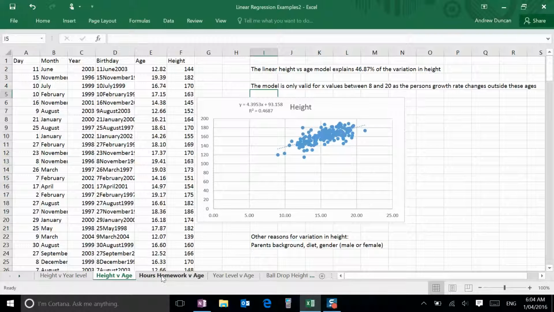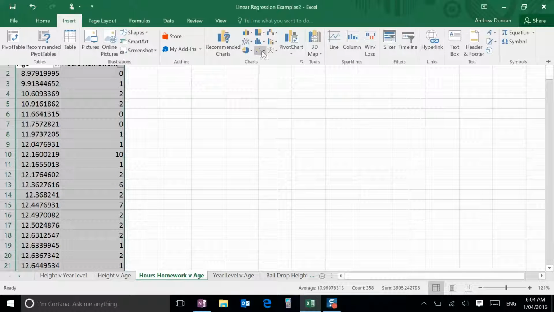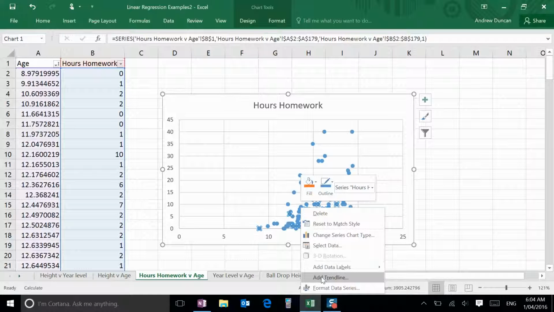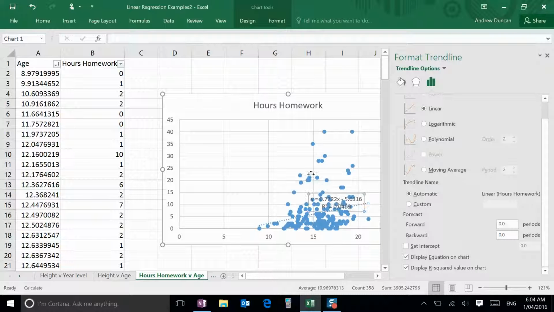Two more quick ones that I'll sort of power through. So hours homework versus age. I've got the person's age and the amount of hours homework that they do. Again, insert scatter plot. It's all over the place. So the question is, as you get one year older, I think in the diary it says the amount of hours study you should do is basically your year level. So if you're in year 11, do 11 hours, year 12, do 12 hours. So it should be a linear relationship. I'll see how well that idea fits. Linear, display the equation, display the R-squared.